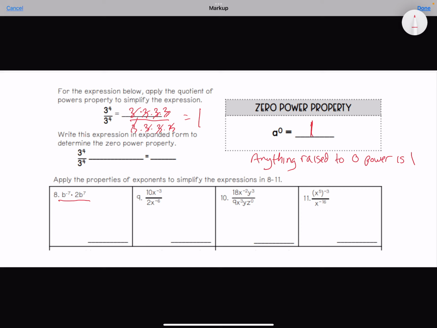Okay? So for this one, think about what it's asking. I'm using the product rule, so I'm going to add my exponents. That 2 is just going to stay there. Now I've got b to the negative 7th times b to the 7th. So I'm adding my exponents. So I'm going to have b to the zero power. So that's 2 times 1. So here my answer is just 2.